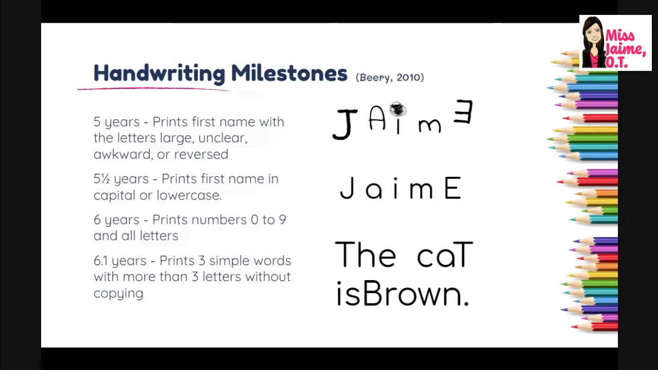By 6.1 years, our kids should be able to print simple words with more than 3 letters without copying. I put this example here, and you can see the spacing is inconsistent, and there is punctuation there, but that's not always a guarantee. And capitals and lowercase are mixed. This is pretty age appropriate developmentally for what our kids are going to be doing. Again, I keep going back to what's actually expected in the classroom and what their bodies are ready to do.